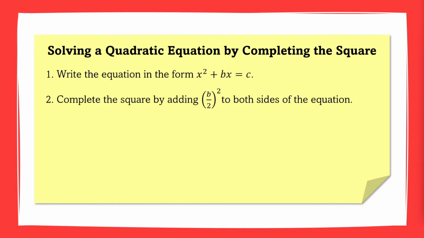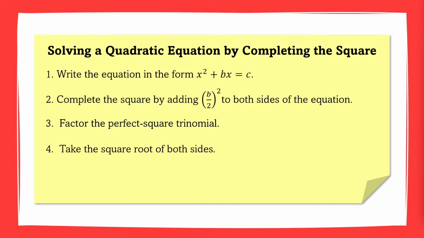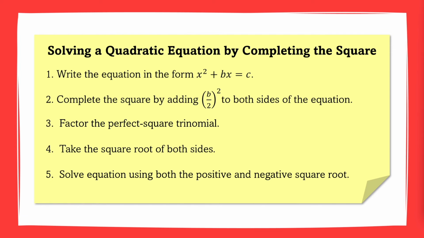This creates a perfect square trinomial, which can then be factored. After factoring, take the square root of both sides, remembering to account for both the positive and negative roots. Finally, solve the equations using these positive and negative square roots.